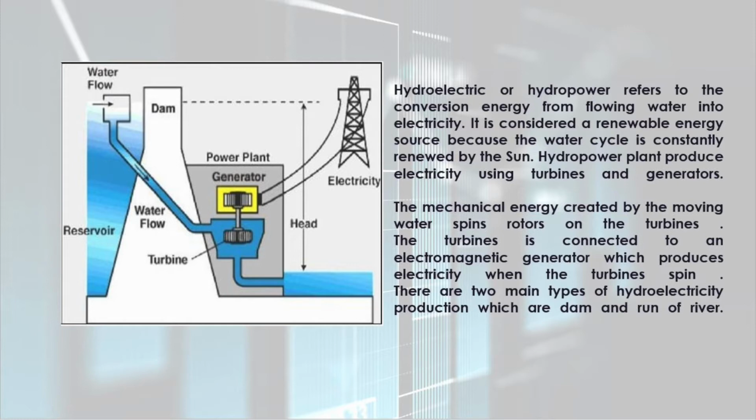Today, modern hydro plants produce electricity using turbines and generators. The mechanical energy created by moving water spins rotors on a turbine. This turbine is connected to an electromagnetic generator which produces electricity when the turbine spins. There are two main types of hydroelectricity production, which are dams and run-of-river.